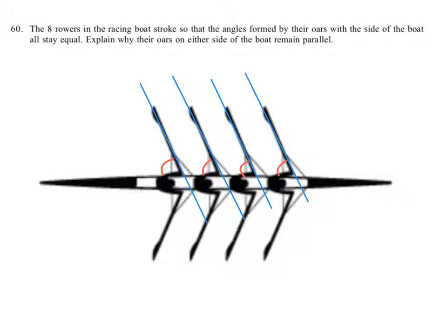Like that. Okay, and when we've got that, then you can see that these truly are corresponding angles right here. And when corresponding angles are congruent, that means that the oars in this case must be parallel.